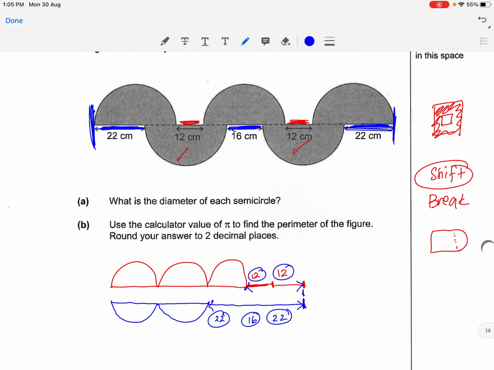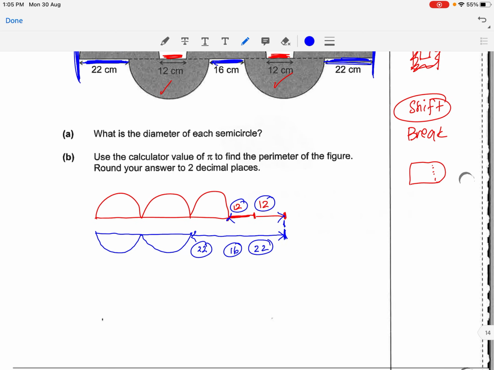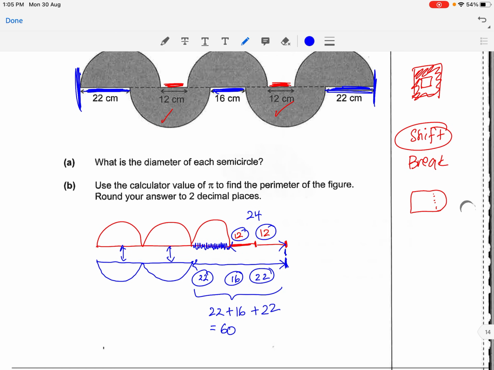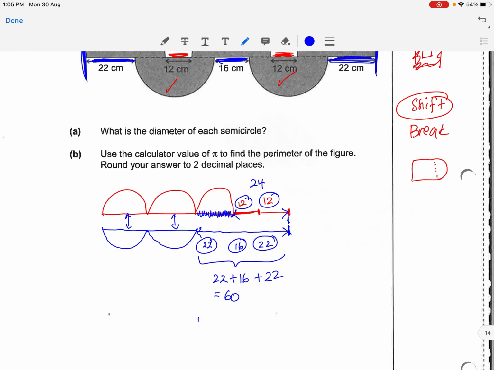Now some of you might be able to see how to find the diameter already. This will match up to this, but the last part is something that we cannot add up, but we can find this. This will be 22 plus 16 plus 22, which is 60. I have a 24 here. So what does it indicate? It means that I am able to find the curly line. It will be 60 take away 24. I will get 36, and that will be the diameter of my semicircle, 36 cm.